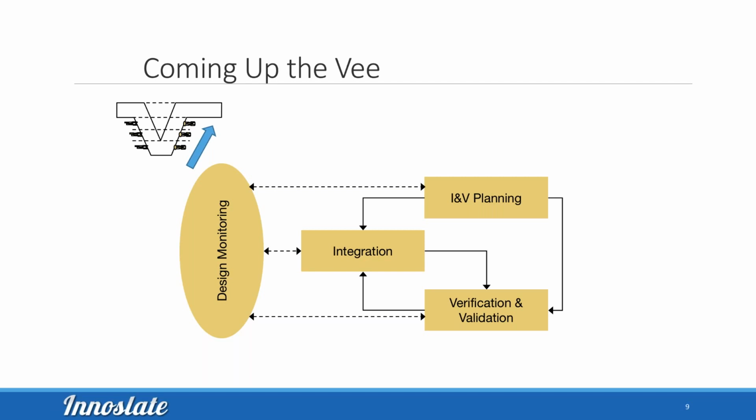Sort of looks like one. We've got the nacelles in the back there, the IV&V planning and the verification validation itself. The saucer section is design monitoring.